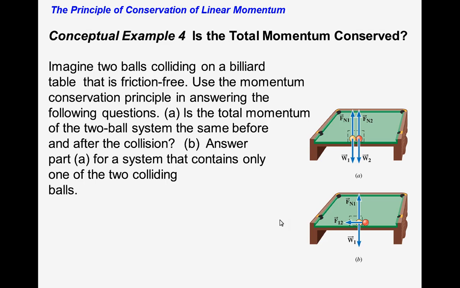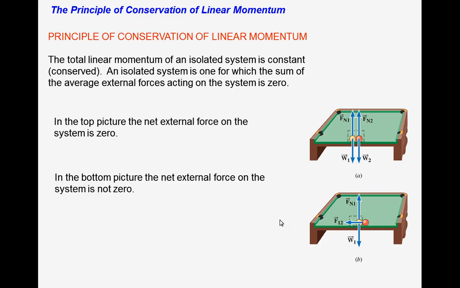Answer part A for a system that contains only one of the two colliding balls. So if the two balls collide, then we'll find that momentum is conserved. And then what? For a system that contains only one of the two colliding balls, well, we wouldn't see the same situation.